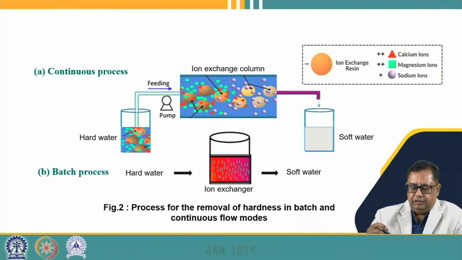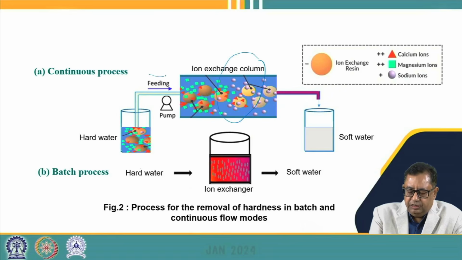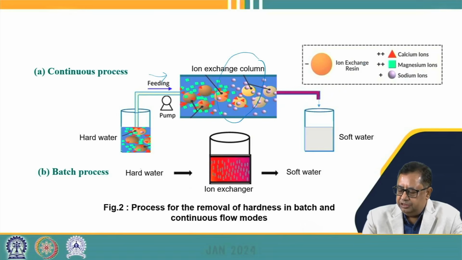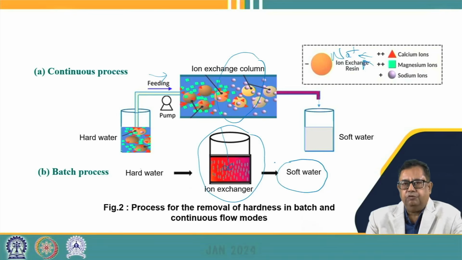You can see here the continuous process and the batch process for removal of hardness from water. The ion exchange column is there and the water is continuously fed into this column, and the ion exchange resins may contain sodium ions. These sodium ions are exchanged by the calcium and magnesium ions, and the water becomes free from hardness. Similarly, the hard water can be placed in a batch reactor, which comes in contact with the resins and is continuously stirred, and when equilibrium is reached, the water can be removed and we get soft water. That is an example of a continuous process and the batch process.